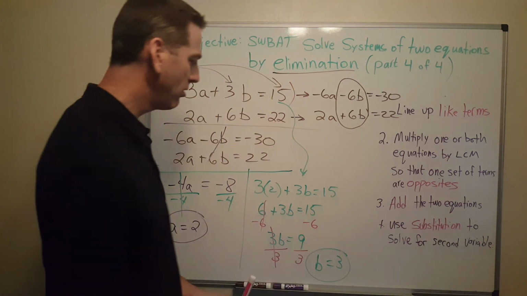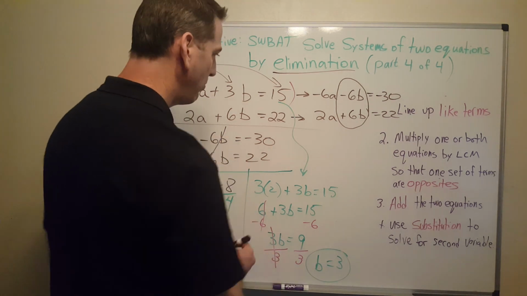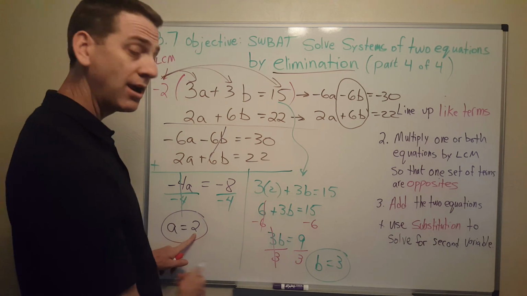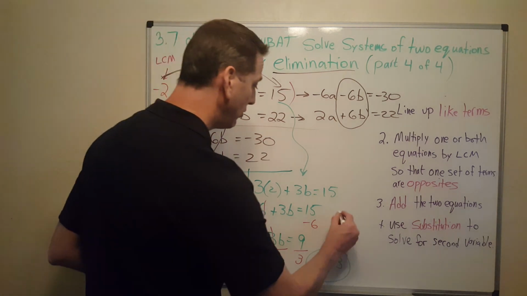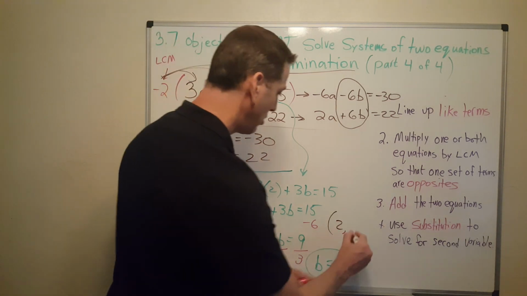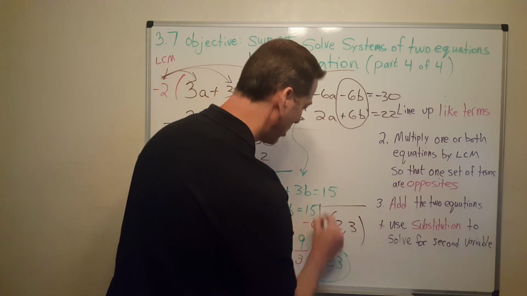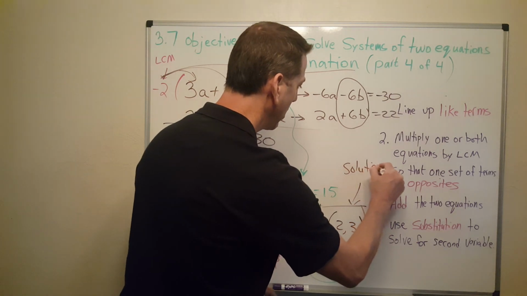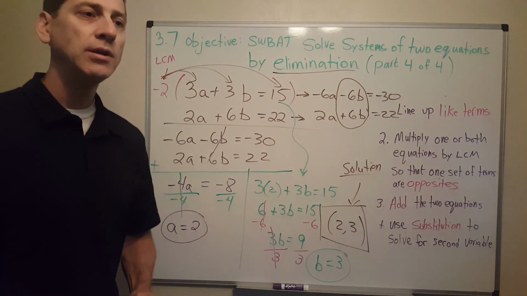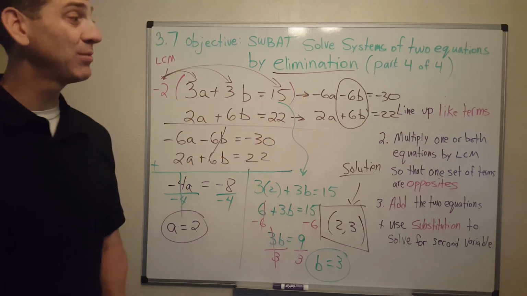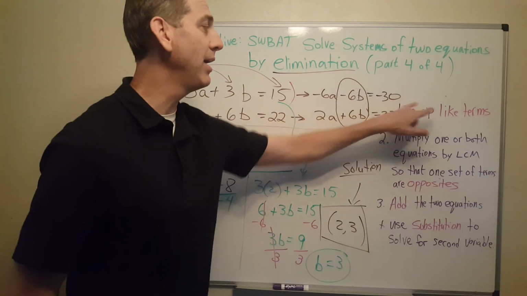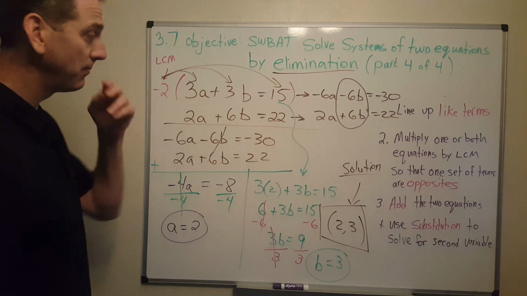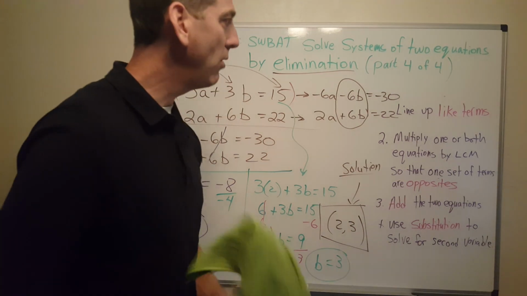All right, so my ordered pair then would be 2, again, put them in order. A comes before B. So 2, 3 would be my solution. All right? So everything on that one was the same, except I had to line up my like terms on that one, and I had to multiply by this multiple over here. All right? Now, we're going to do one more.